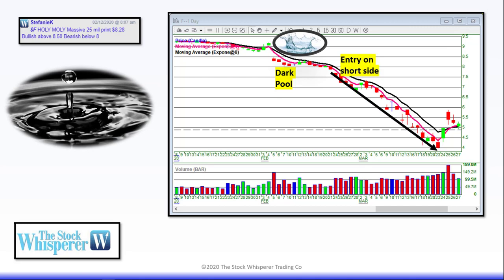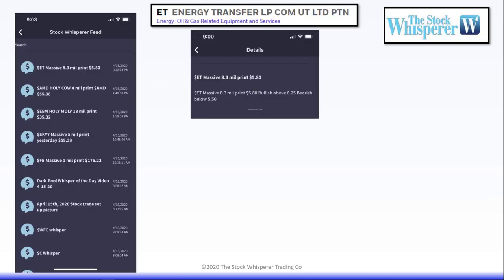So I want to show you a recent trade that we took on ET. Massive prints came in, 8.3 million on April 15th.